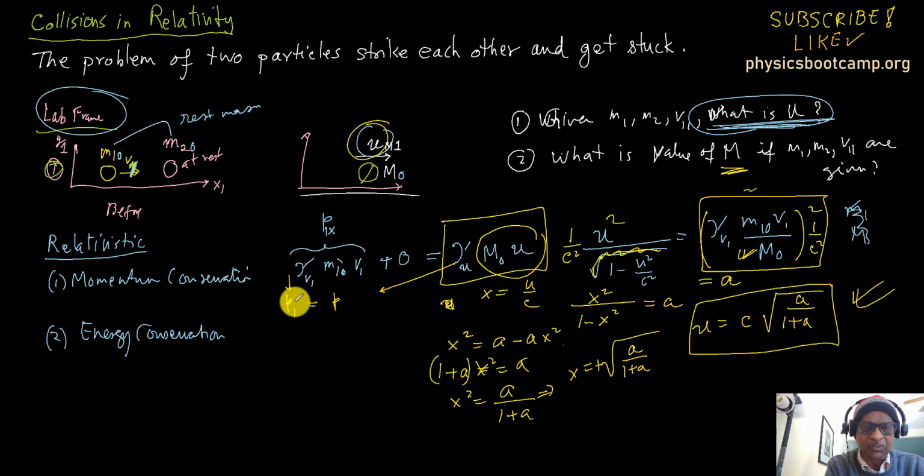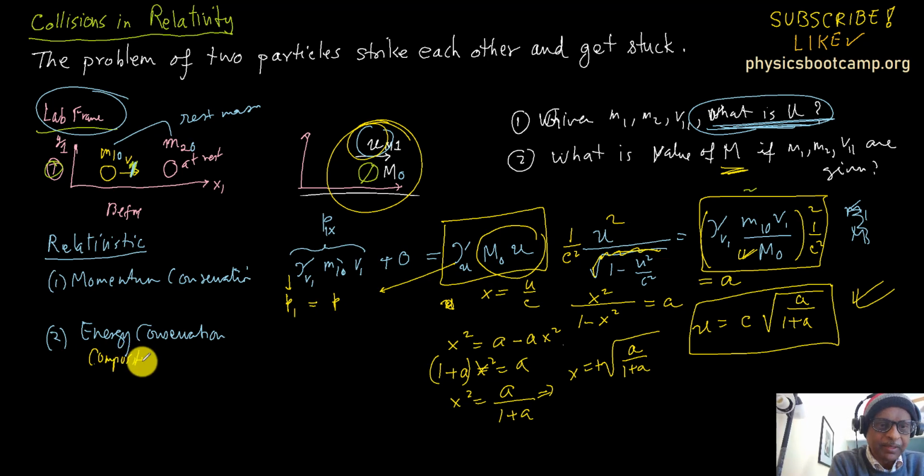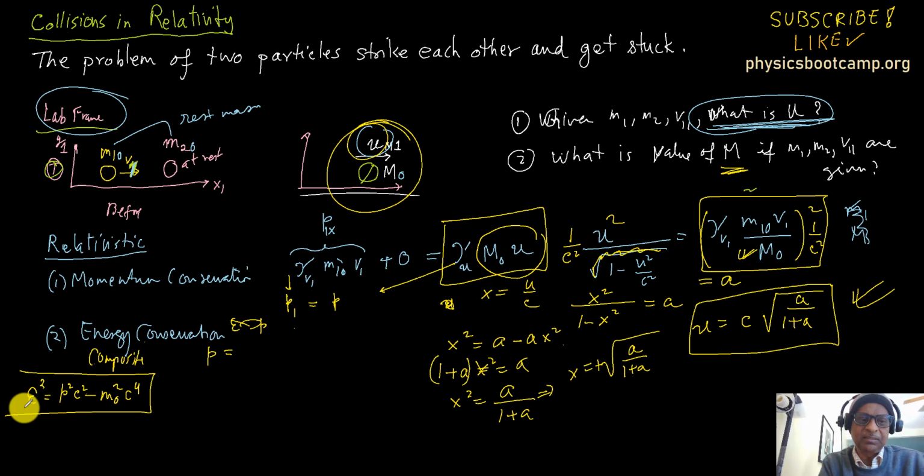Okay, so this says P equals P1. So if P equals P1, for the composite particle, I'm going to say its momentum is momentum P1, and I'm going to use, for any particle in relativity, energy squared equals P squared C squared plus m naught squared C to the power 4. So this is the case for every particle, momentum and energy related.